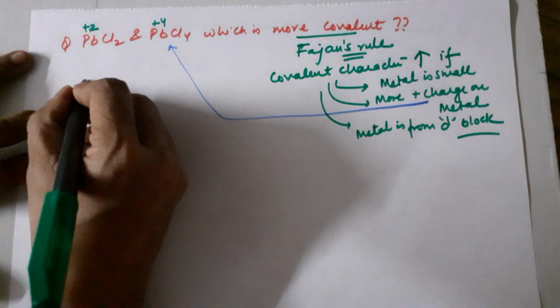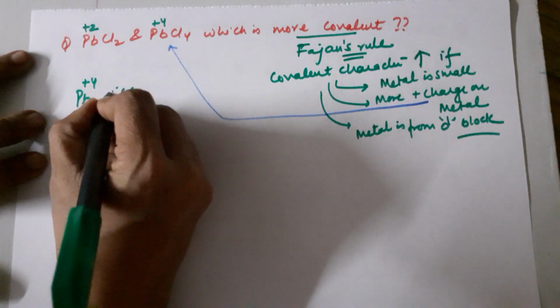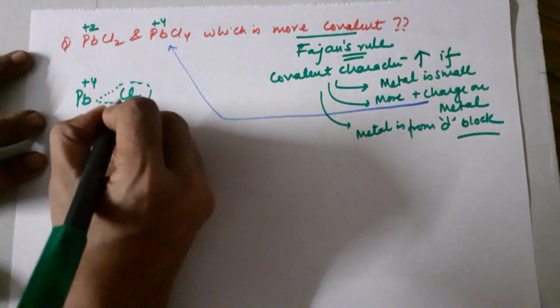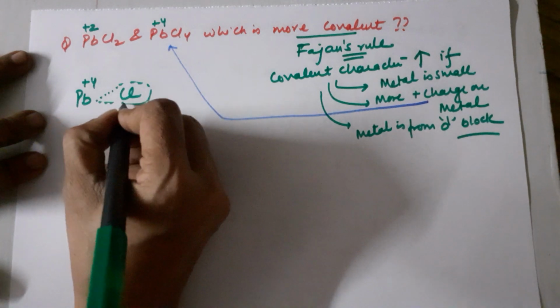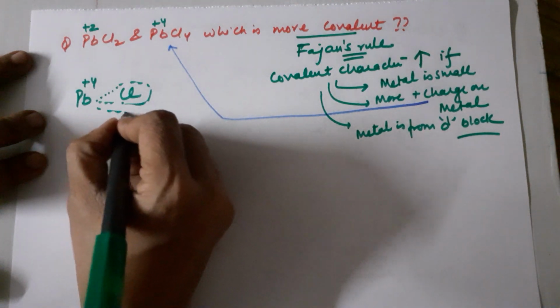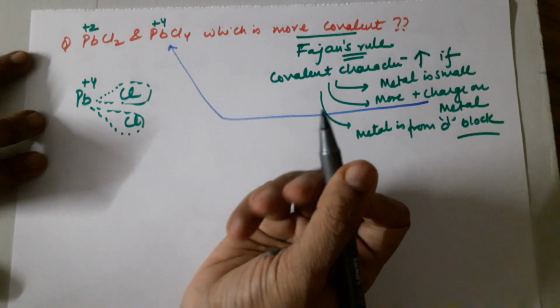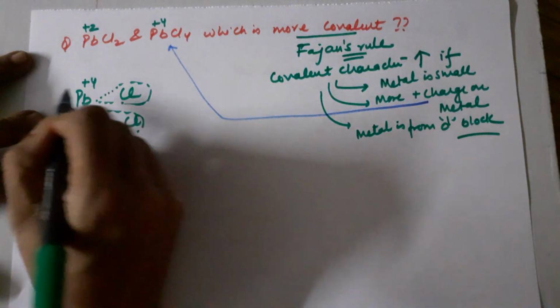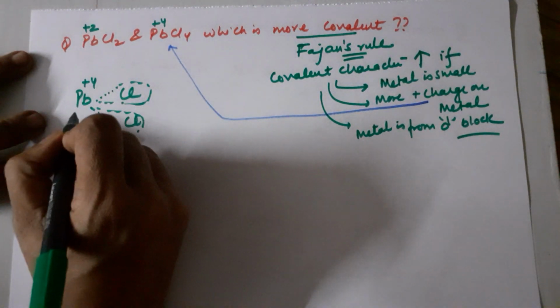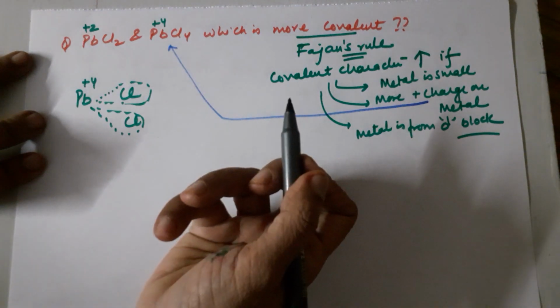It would have a higher polarizing power, will pull the electron cloud of chlorine towards itself. Hence, the covalent character would increase due to the positive charge on lead, which will pull the electron clouds back towards itself from chlorine, causing more polarizability and more covalent character.